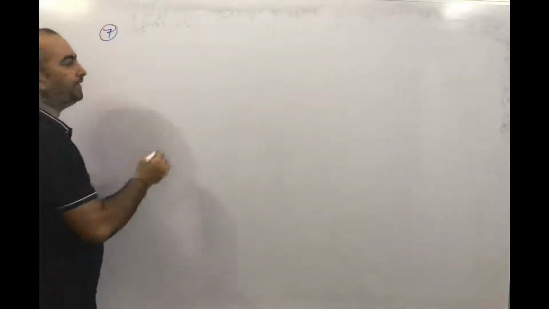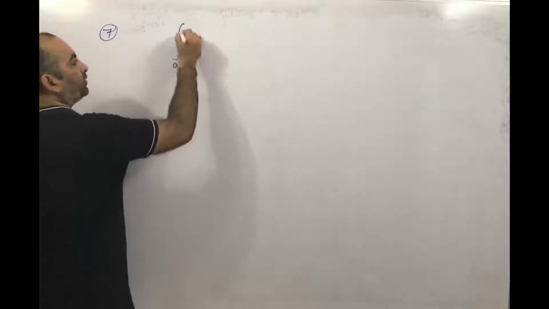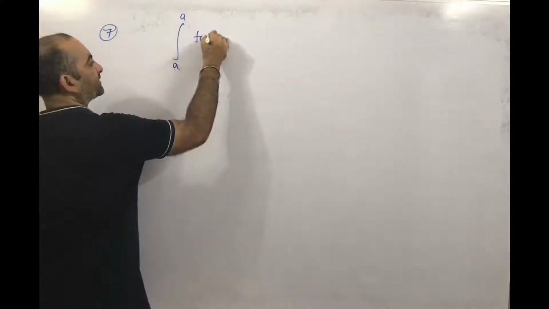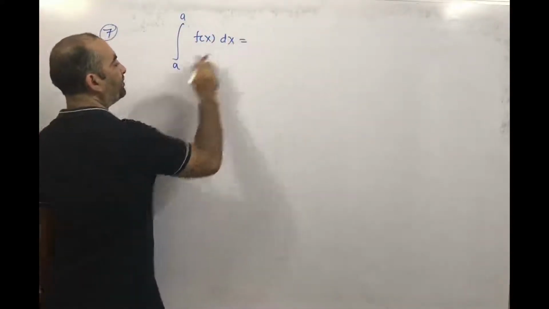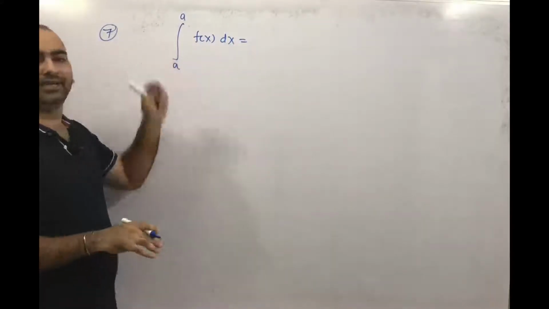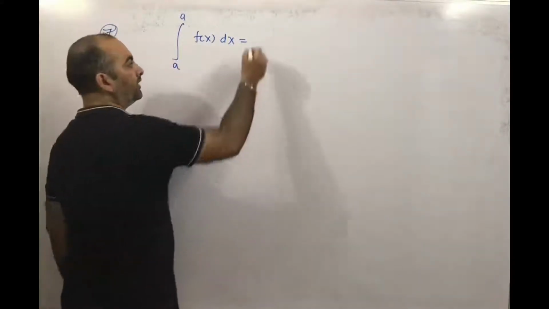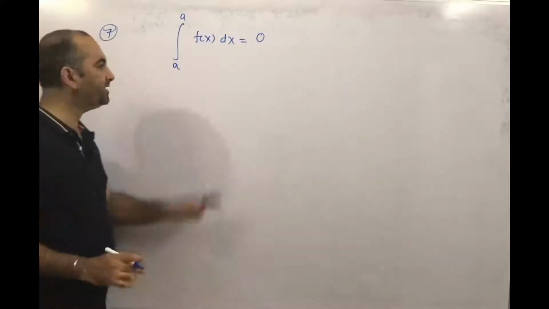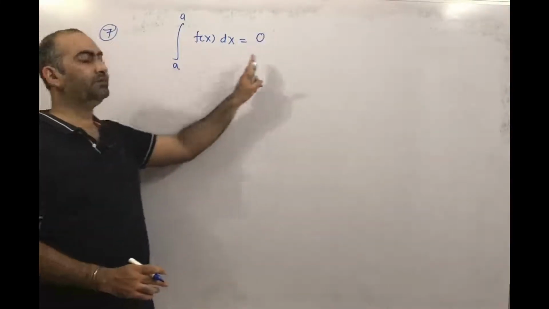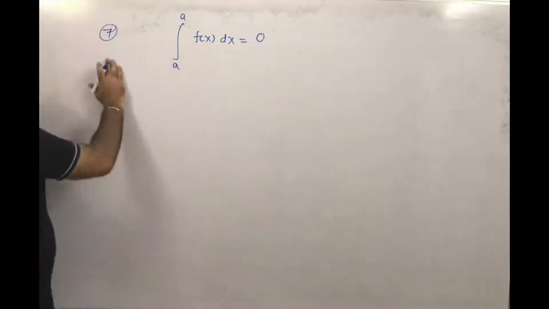Seventh point is integration of a to a f(x) dx. If the upper limit and lower limit are the same, then what will the area be? 0. So the integration will be 0. If the limits are the same, then the integration will become 0. That is the 7th point.